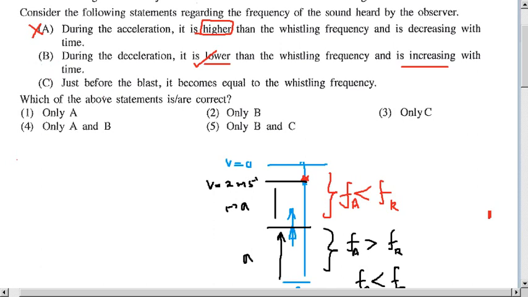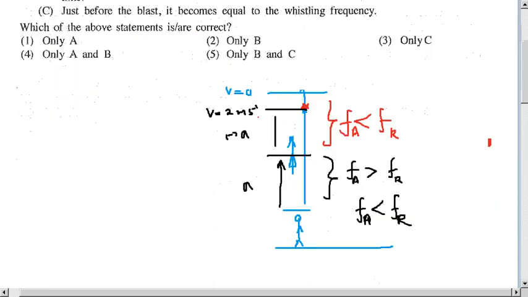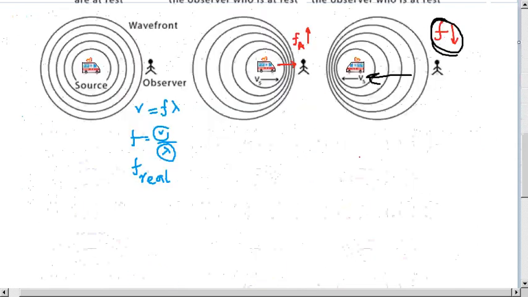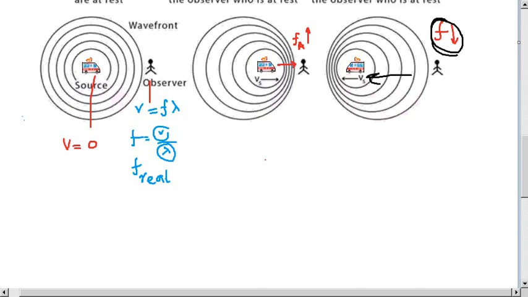Later discuss that. Just before the blast. Before the blast means here, having some velocity, because the blast is here. Just before the blast, it becomes equal to the whistling frequency. Frequencies are equal only when both are at rest. So the source must be at rest, that means velocity 0. Velocity must be 0. Then only the frequencies are equal. The real frequency equals the apparent, observed frequency. Both are equal only if this condition is fulfilled, that means velocity 0.